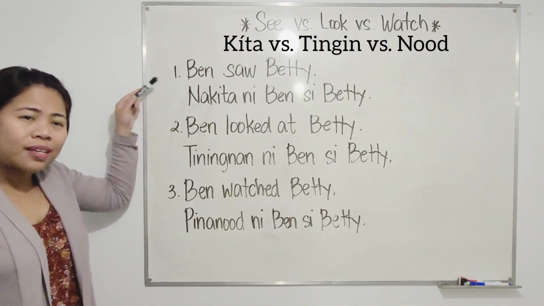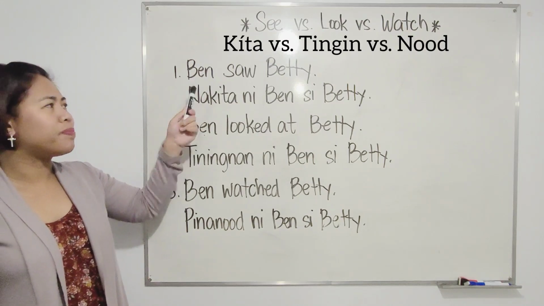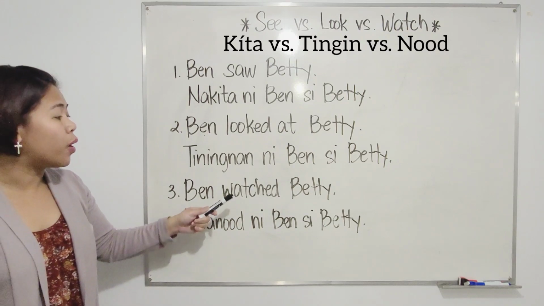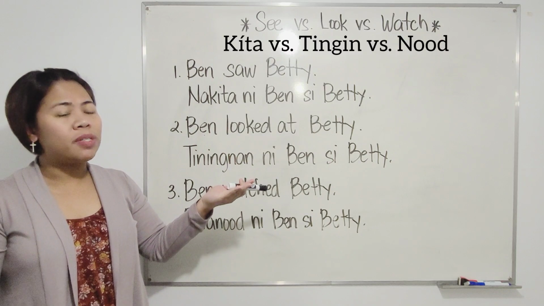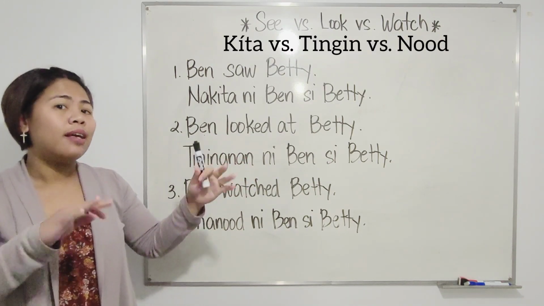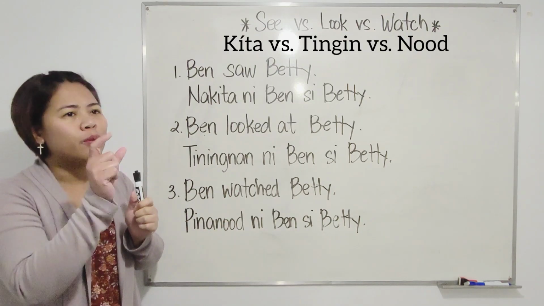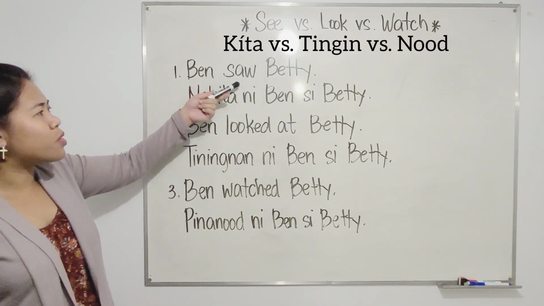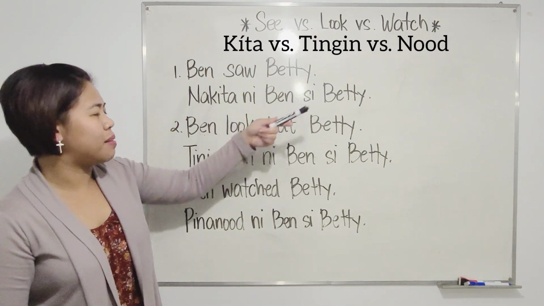So in the first sentence we say Ben saw Betty. I chose to use the past form of the verbs because if you notice when we conjugate verbs in Filipino, the longest format is with the future tense and then with the present tense, but usually for the past tense, it's always the root verb and then one affix, right? So this one, Ben saw Betty. In Tagalog, we say nakita ni Ben si Betty.